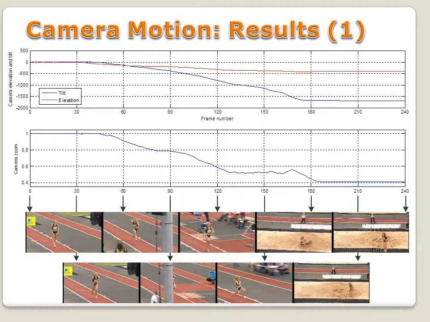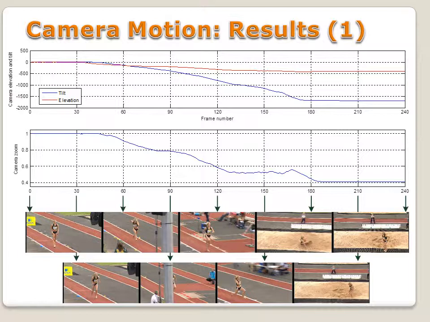The camera motion also results in camera parameters: the tilt, the elevation and the zoom. These are very important in understanding the phases the various sports events undergo. This is an example with a profile camera in a long jump attempt. At the beginning, the athlete is preparing and the camera does not move at all.